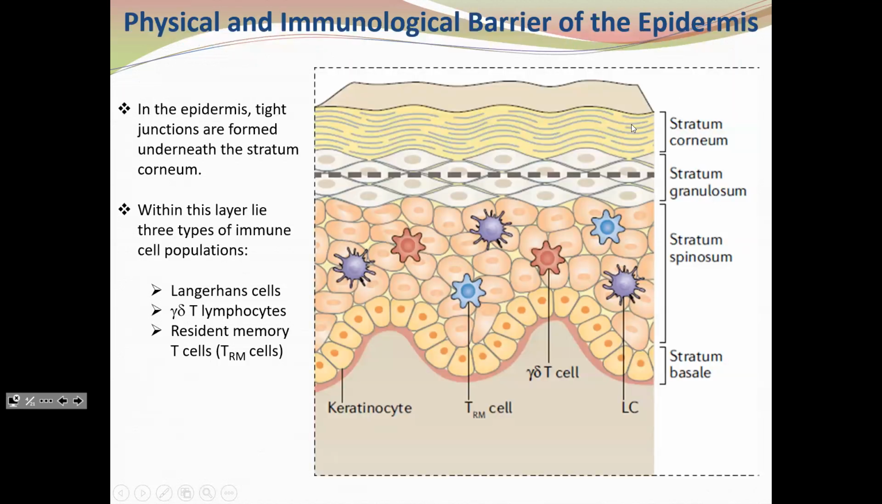So in the skin, as you know by now, the outermost layer of the skin is the stratum corneum, composed of these dead cells which form this hard physical barrier which keeps all the moisture inside the body and also prevents moisture outside the body getting in. Underlying this is the stratum granulosum, consisting of these live epithelial cells.